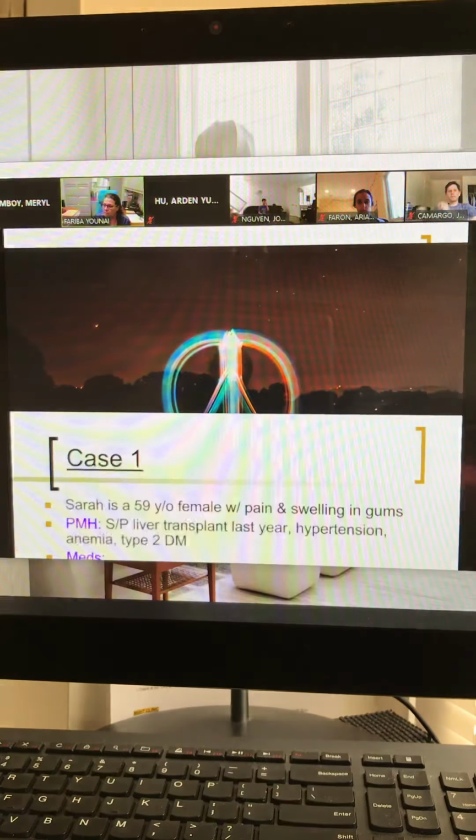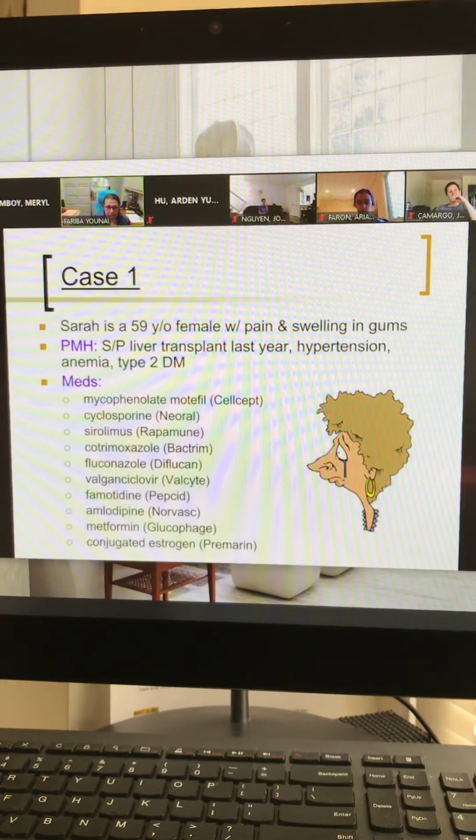Our first patient is Sarah. She's 59 years old. She comes in complaining about pain and swelling in her gums. She has a rather complicated medical history: she had a liver transplant a year ago, and also has high blood pressure, type 2 diabetes, and anemia.